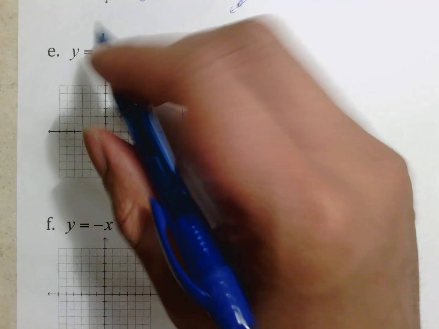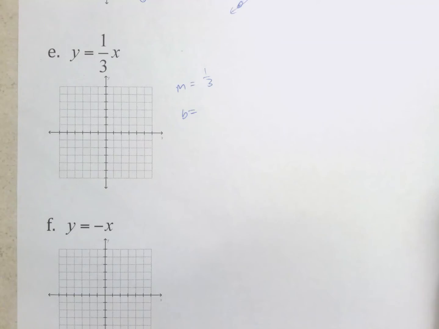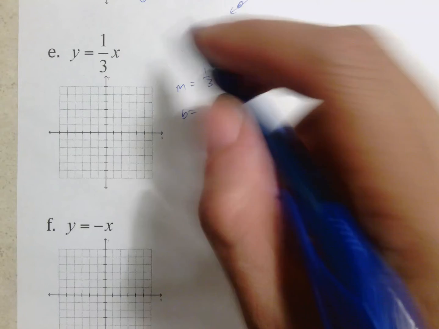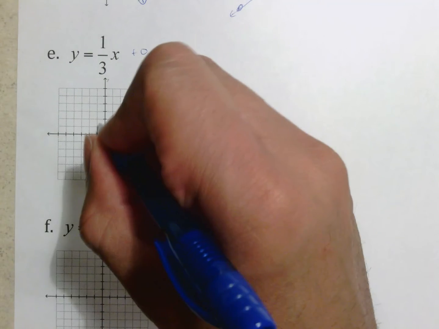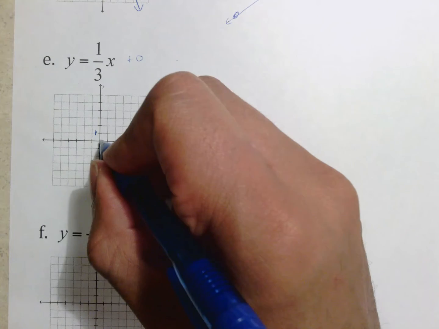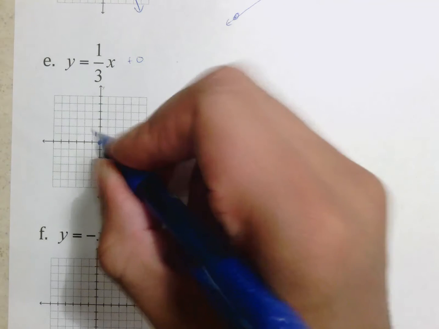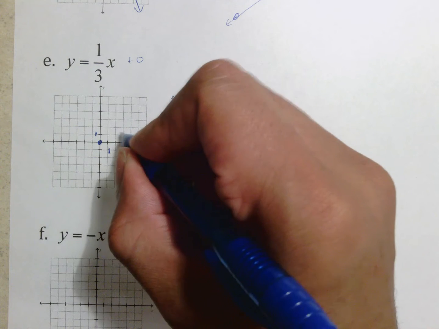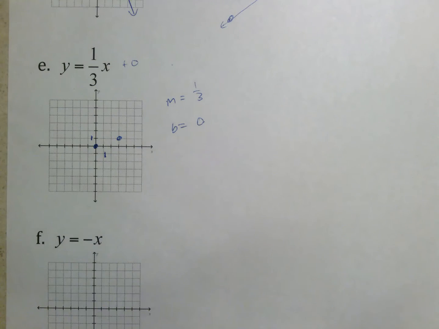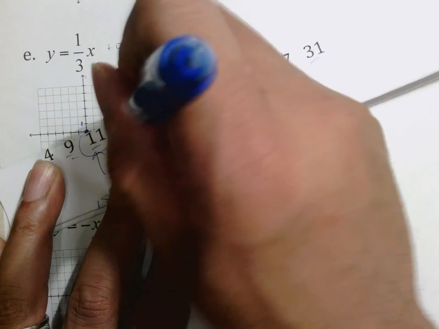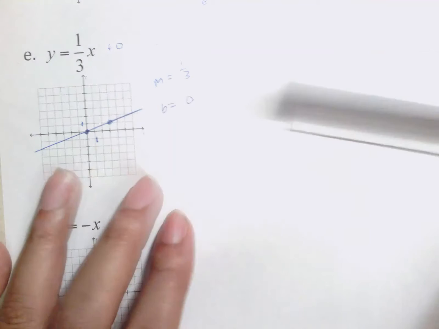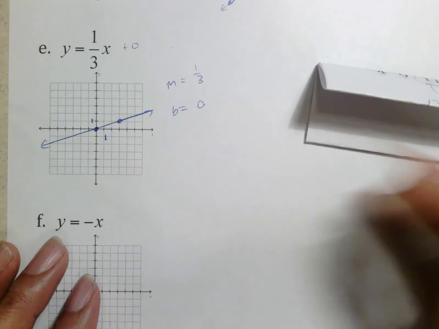In this case, m is 1/3. b, remember, if there's an invisible number, it means that it has a plus 0 on it, which means that b is 0, which again, putting this 1 here and 1 there, b being 0, remember, stay on the origin, and then 1/3 means go up 1, right 3, which from there, again, go ahead and put those two things there and draw your line all the way across the region, and we are good to go.